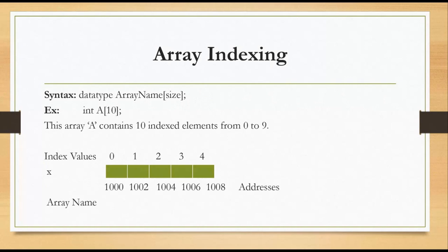And coming to the concept of array indexing. Giving indexes to the array elements is called array indexing. And the syntax to declare an array is data type, array name followed by the subscript or square brackets. Within the square brackets, we'll specify the size. For example, int a[10]. This means this is an array that contains 10 indexed elements from 0 to 9.